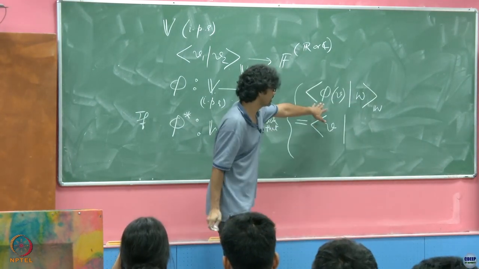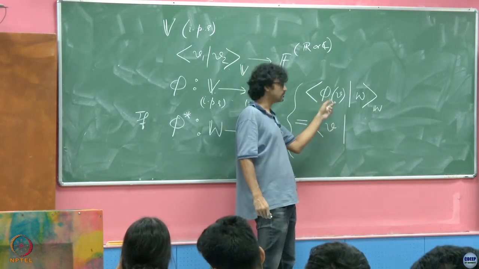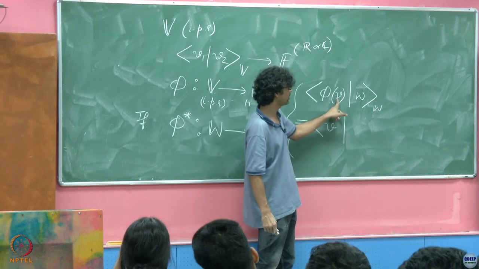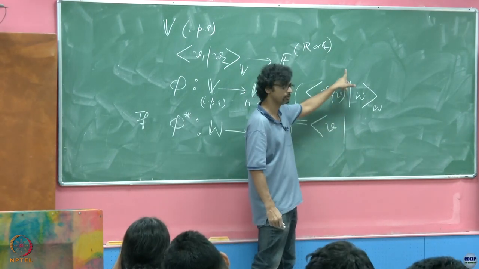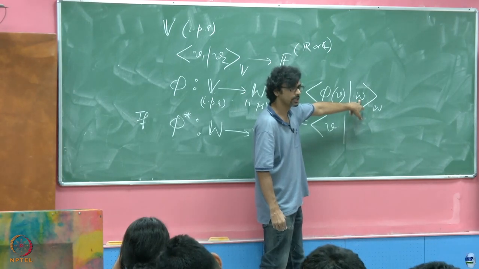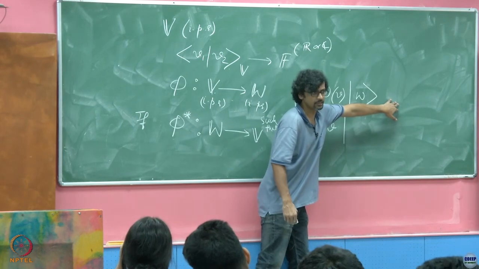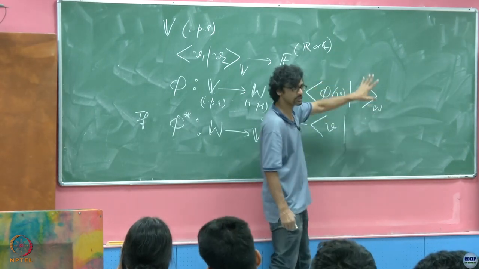So here's what's happening here. Notice phi v. After v has been acted on by phi, it's taken to W. And then you're taking its inner product with some arbitrary w in W. All right? And you get something in the field, which could be R or C.